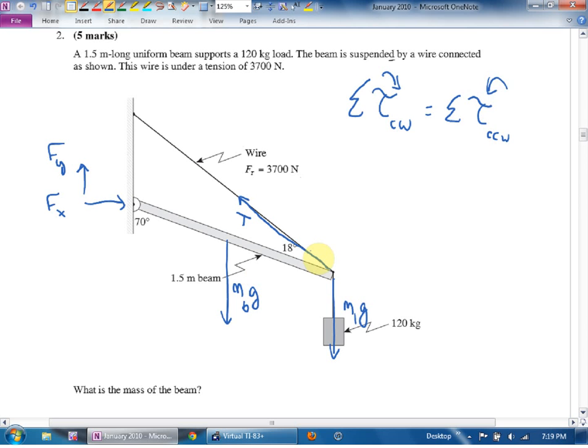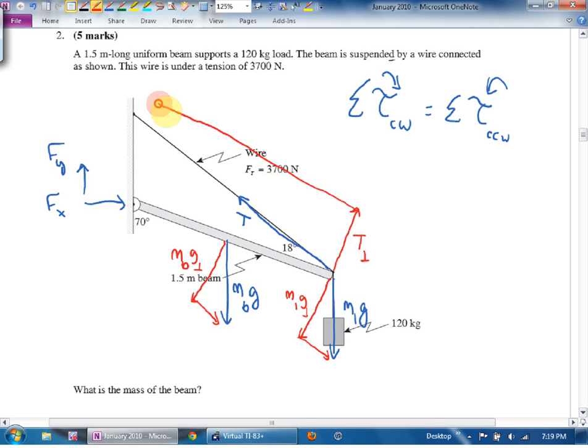Had to be perpendicular. I'm going to add mass of the beam g perpendicular. I'm going to add M1g perpendicular, and I'm going to add tension perpendicular, where this angle here is 90 degrees, this angle here is 90 degrees, this angle here is 90 degrees.